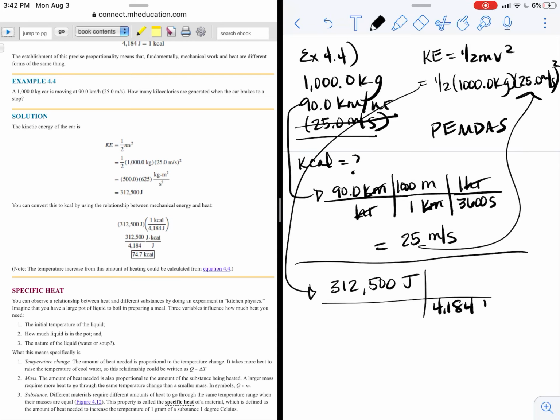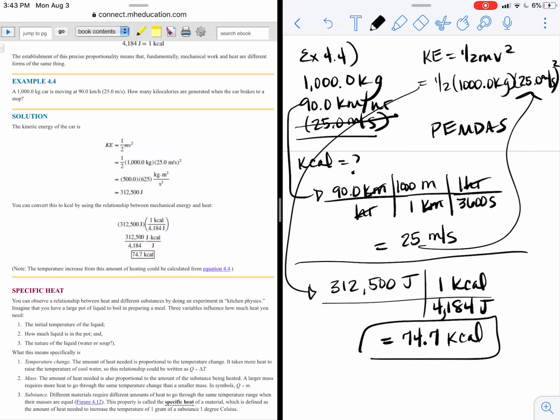So remember our conversion factors that we had on that last slide. 4,184 joules is equal to 1 kilocalorie. This is a comma, not a decimal. So if you take 312,500 divided by 4,184, you get about 74.7-ish kilocalories. Okay? And that is basically, again, telling you how much heat is generated. Heat is measured in calories. Okay?